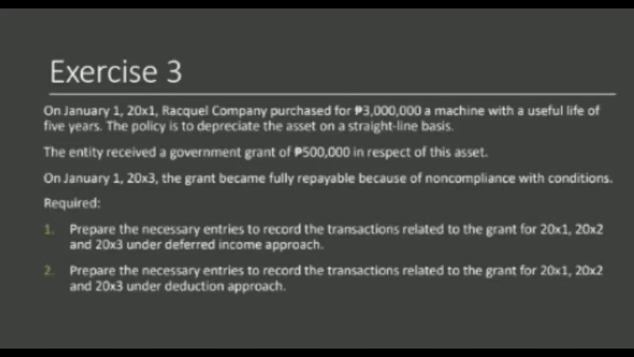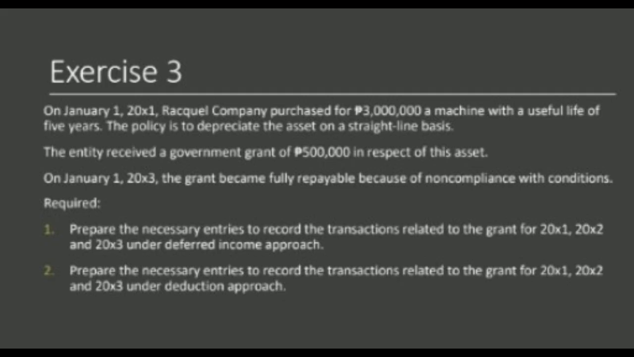This is the problem for exercise 3. On January 1, 20X1, Raquel Company purchased a machine for 3 million with a useful life of 5 years. The policy is to depreciate the asset on a straight line basis. The entity received a government grant of 500,000 pesos in respect of this asset. On January 1, 20X3, the grant became fully repayable because of non-compliance with conditions.